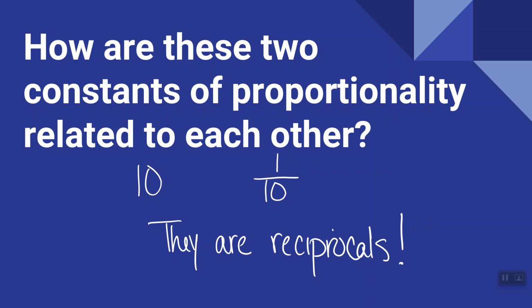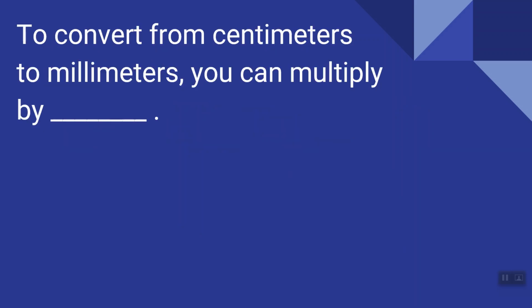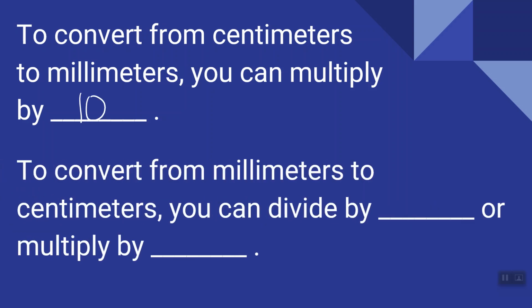And again, we don't use division. So I know we divide by 10 to get the answers in the table, but the constant of proportionality is 1/10. To convert from centimeters to millimeters, you can multiply by 10. To convert from millimeters to centimeters, you can divide by 10 or multiply by 1/10. And again, you will see me use the fraction more often than the decimal.